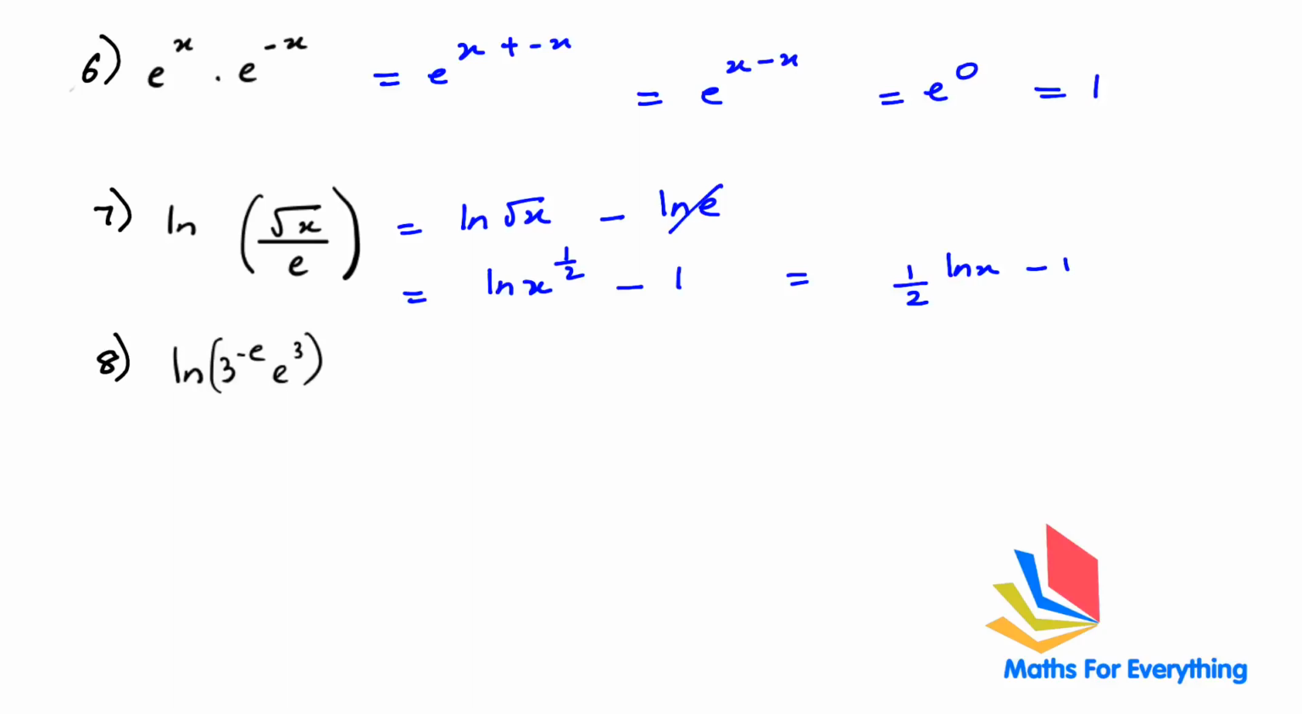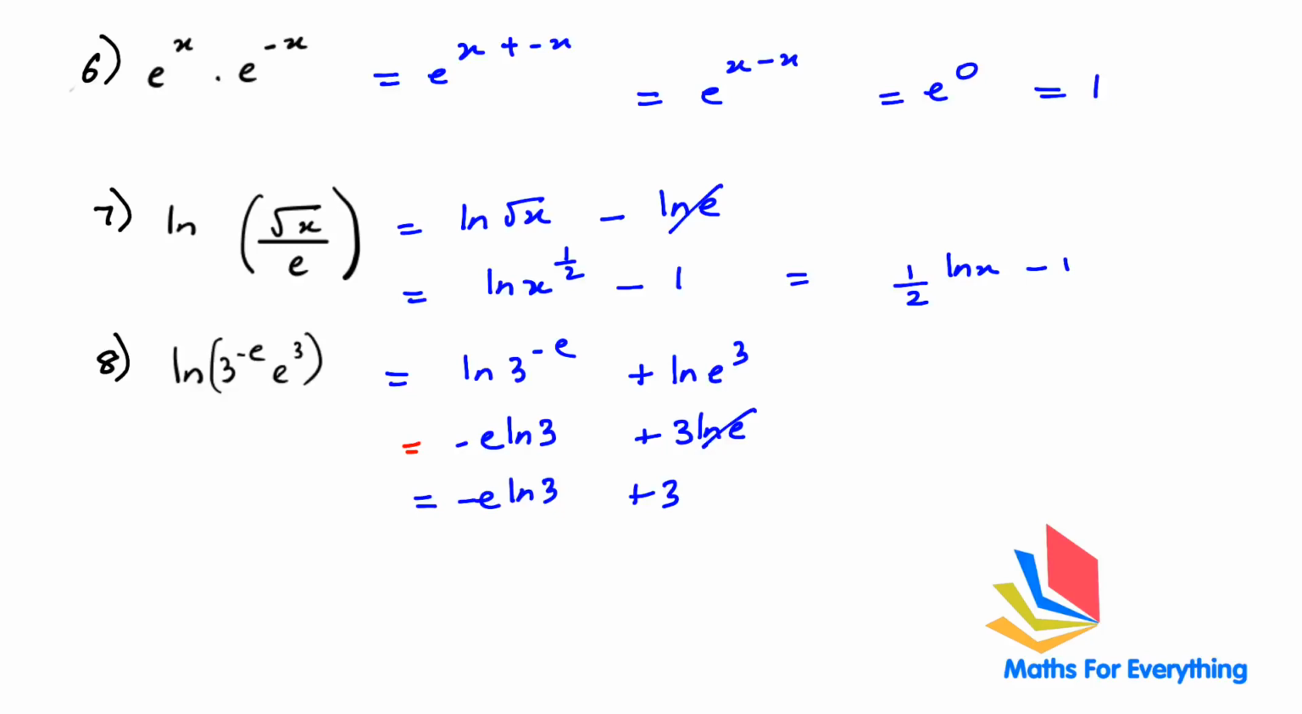Moving on to the next question. We have multiplication, so we are going to use the addition rule. ln 3 to the power of negative e plus ln e to the power of 3. The power of ln will go in the front. That will be negative e ln 3 plus 3 ln e. We will get negative e ln 3, and the ln and e will get cancelled, leaving us with 3. We cannot cancel this because the e was the power, not ln.